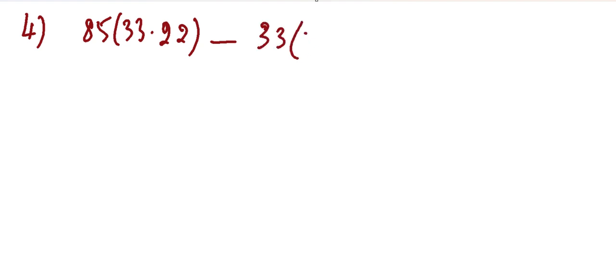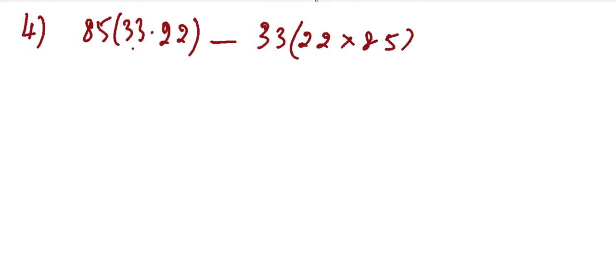Okay, and let me take 33 into 22 into 85 minus 22 into 33 into 85. So when such kinds of problems are given, what do you do immediately? You tend to multiply 33 and 22. Again, you multiply with 85, then do the subtraction and you proceed.